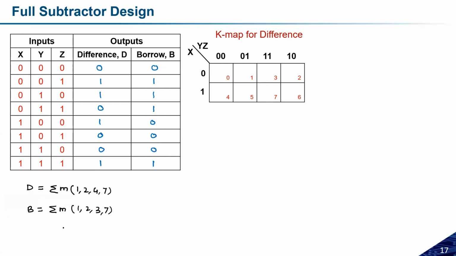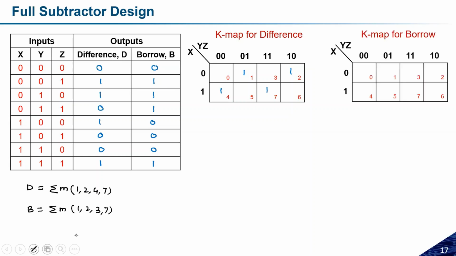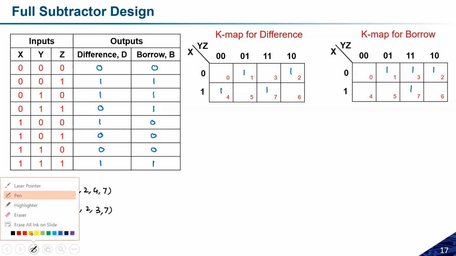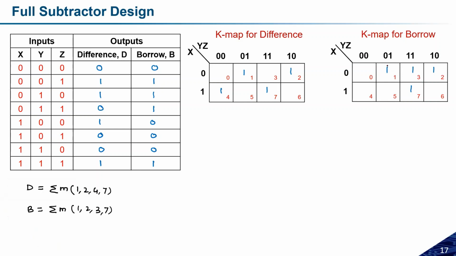Let us try to see how the K-map will look. Difference is 1, 2, 4, and 7. Because we have already done it, I don't need to put too much stress on this. You will be able to understand. So for difference, I have 1, 2, 4, and 7, and this looks like an XOR gate. And for the borrow, we have 1, 2, 3, and 7. So I need to make the pairs for this. The first pair is like this, this is the second one, and this is the third pair which we can form here.